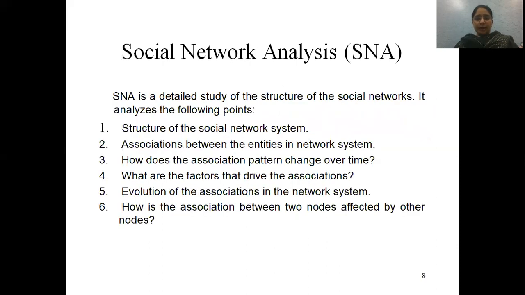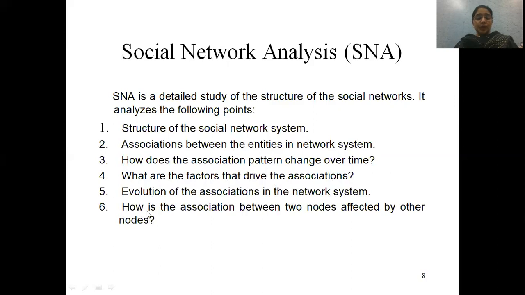This is social network analysis. It is the study of the structure of social networks, and in this we can analyze many points. One is that we can study the structure of the social network system. We can find the associations between the nodes in the network system, and we can analyze how the association pattern changes over time. We can find the factors that drive the associations. We can go for evaluation of the associations in the network system.